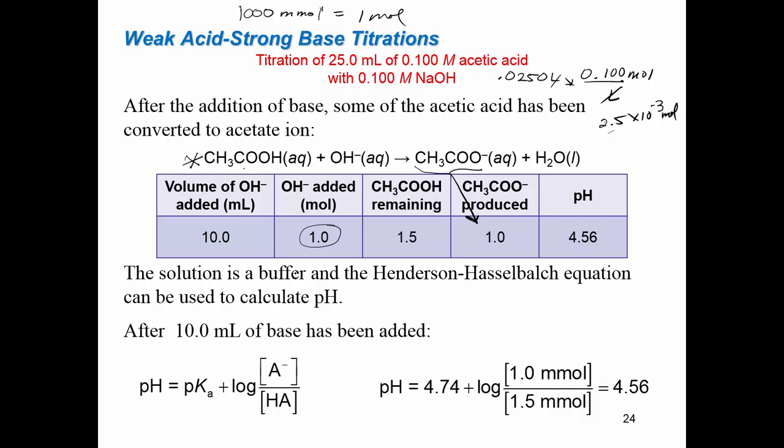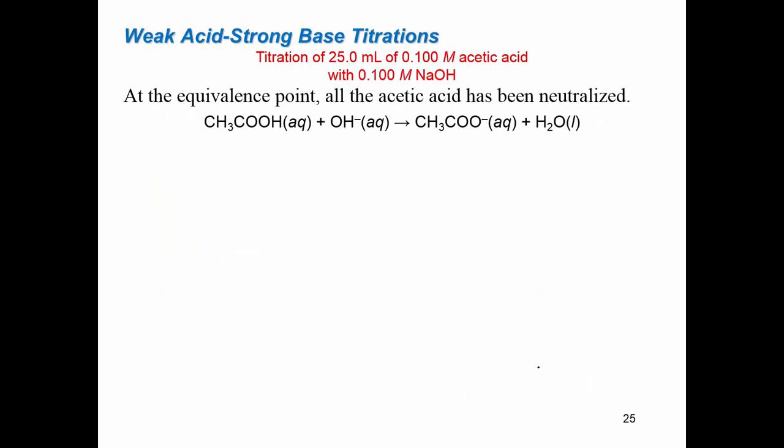the concentration of my acetate, CH3COO minus, over the concentration of my weak acid, the acetic acid. And that equals a pH of 4.56. So at any point in the titration, you can calculate the pH by using the Henderson-Hasselbalch equation.